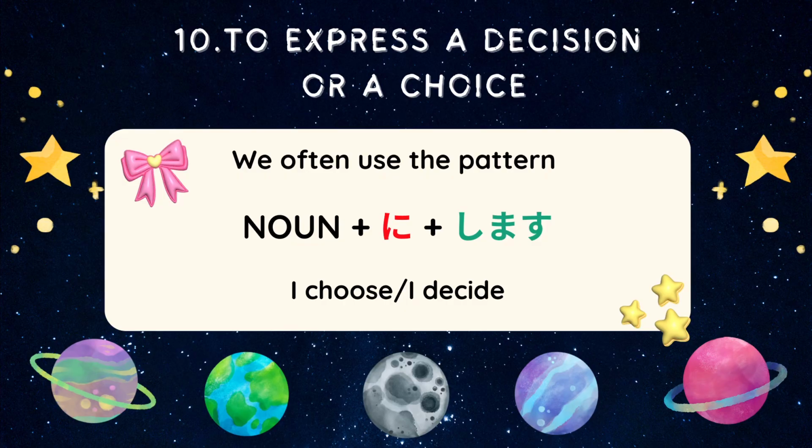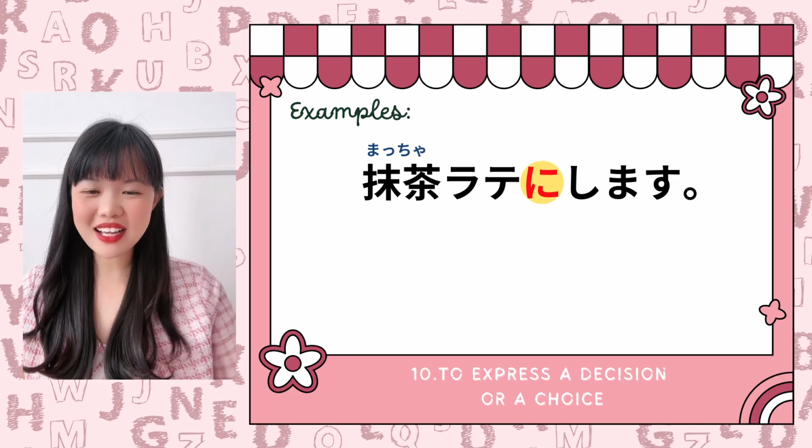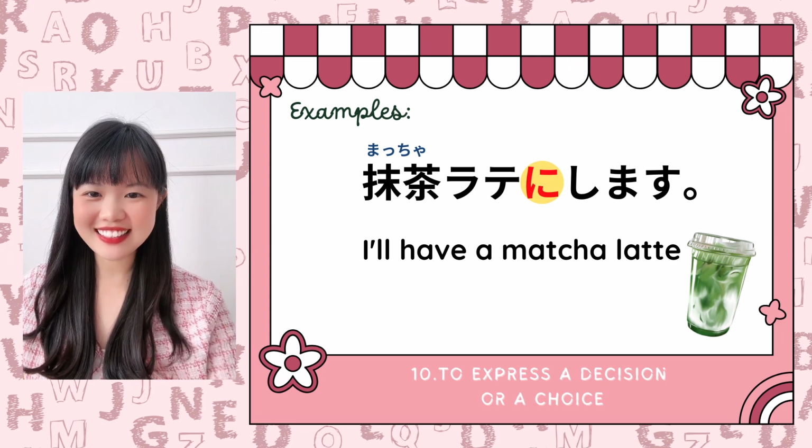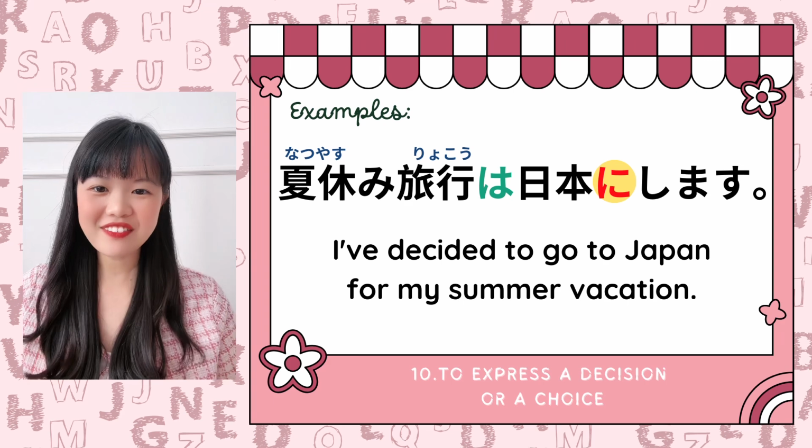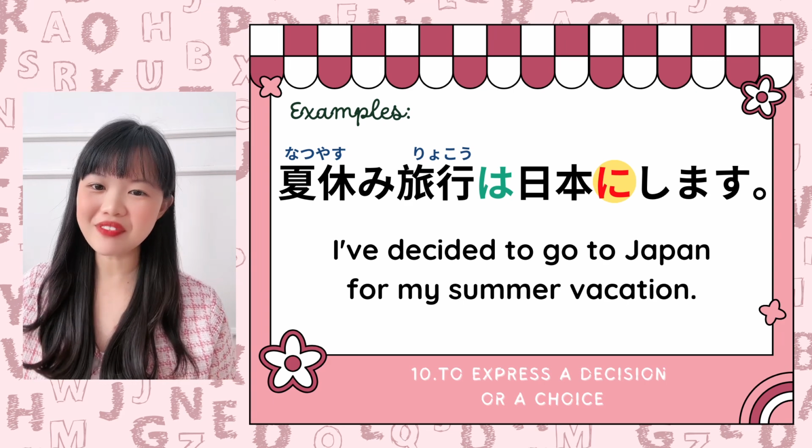The last use of the particle ni in this video is to express a decision or a choice. We often use the pattern noun plus the particle ni plus shimasu to express this. Matcha latte ni shimasu. I will have a matcha latte. Or, natsu yasumi ryokou wa Nihon ni shimasu. I have decided to go to Japan for summer vacation.